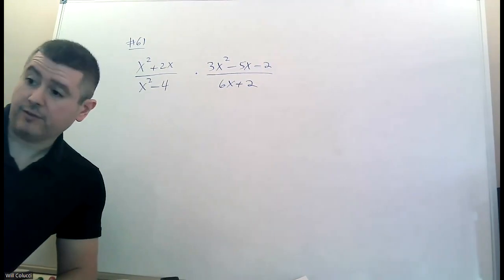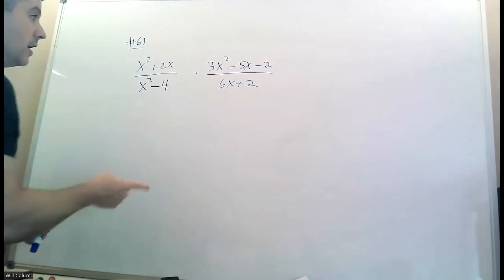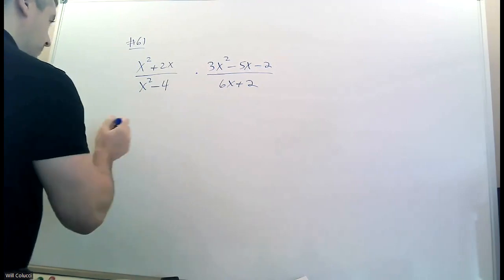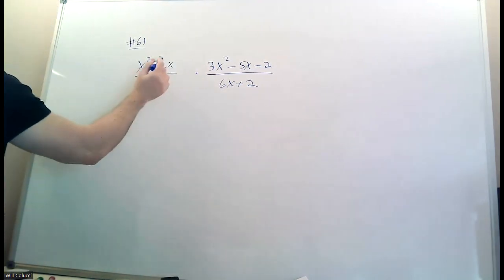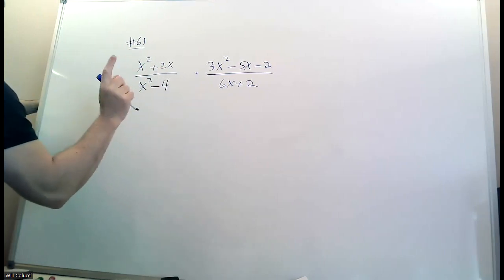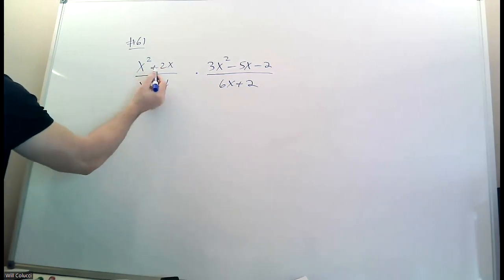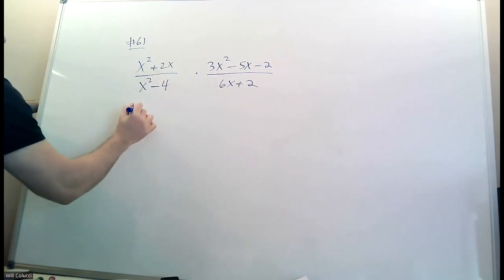Okay, so this is number 6. Fortunately, it's a product, so I don't have to flip anything. I would flip this one if this was division. So again, I'm just going to dive in. Over here, I see an X squared. I see a binomial, but it is not a difference of squares. This one is. So the only thing you can look for is something in common.